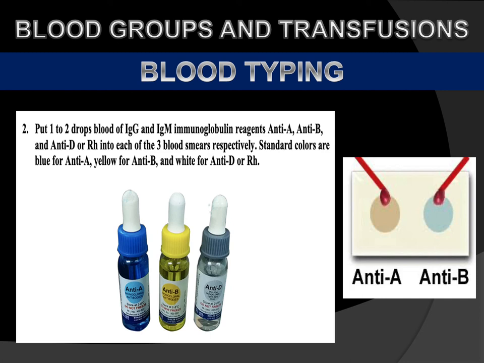Second step is, put 1 to 2 drops of blood of IgG and IgM immunoglobulin reagents, anti-A, anti-B, and anti-D or Rh into each of the three blood smears respectively. There are standard colors. Ito yung mga immunoglobulin or the reagents. So, yung kulay blue, that's the anti-A serum. Yung kulay yellow, that's the anti-B serum. And yung white is the anti-D or anti-Rh serum. Again, these are antibodies. Magkakaroon lang ng agglutination kung meron ka nung antigen na yon. So, papatakan 1 to 2 drops yung 3 smears.